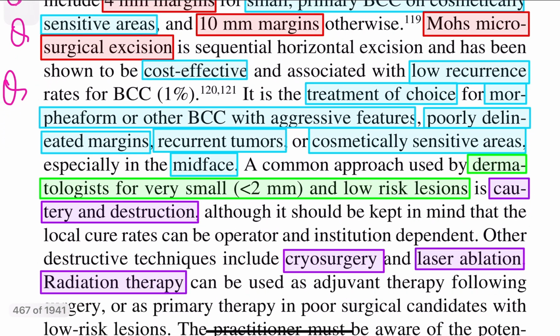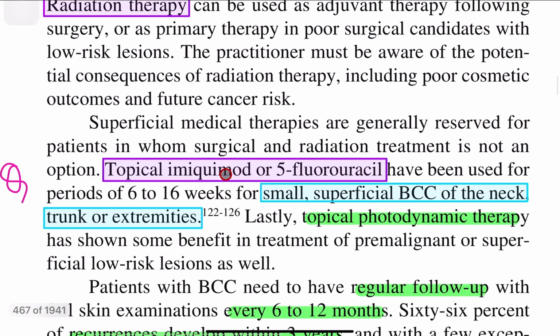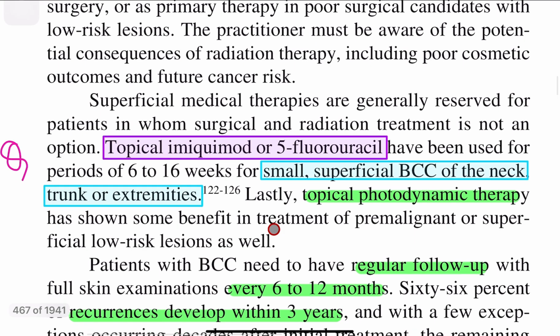And in which case you can do quadrant restriction if that size is less than 2 mm. And other methods are cryosurgery, laser ablation, radiotherapy. And already told, topical imiquimod and 5-FU are used for small superficial BCC of the neck, trunk, and extremity. So this you have to remember.